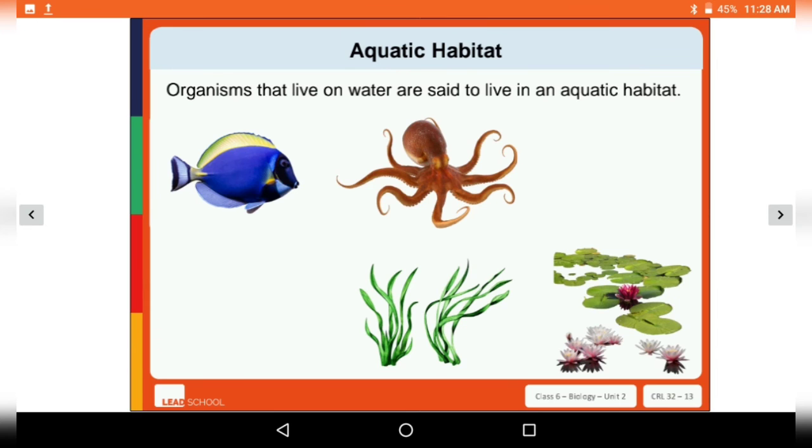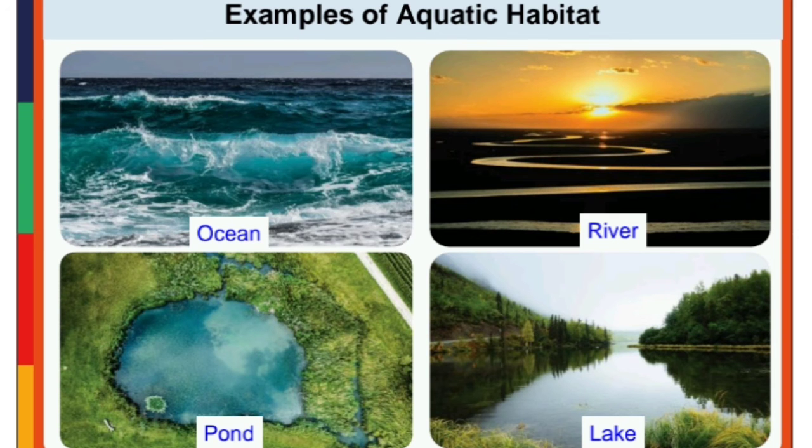Next, let us move to aquatic habitat. Organisms that live on water, they live in aquatic habitat. For example, the sea creatures, fishes. Examples are oceans, rivers, pond, lake. These are the type of aquatic habitats.